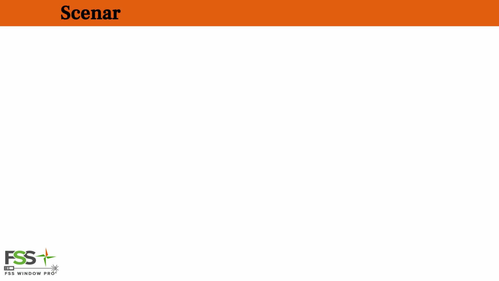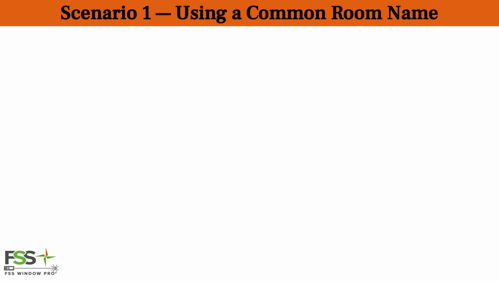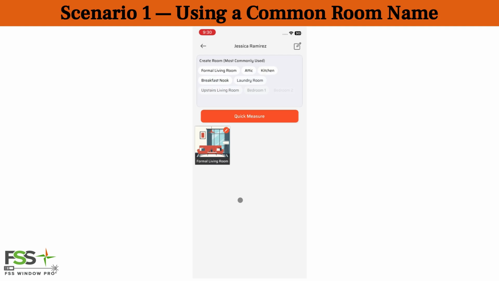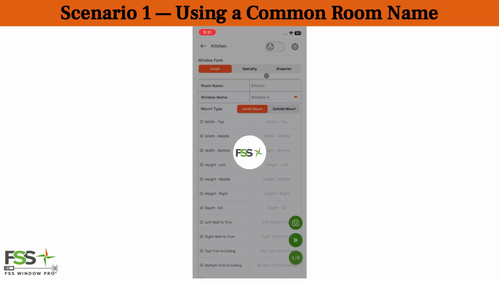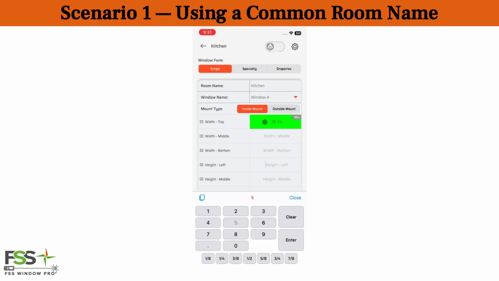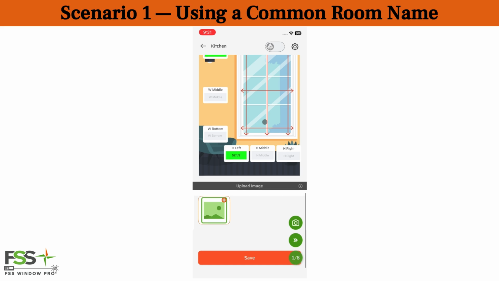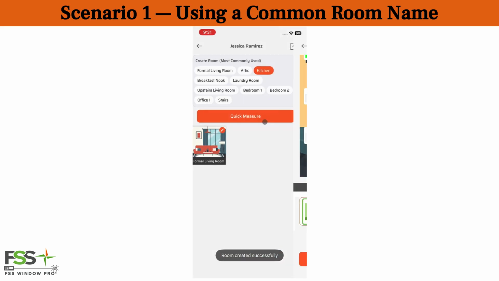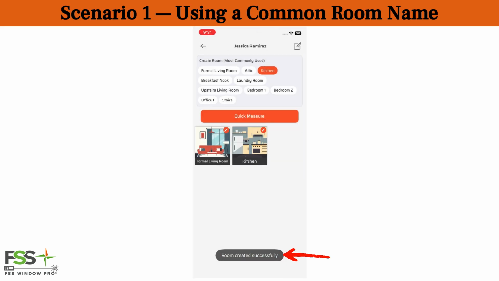Scenario 1. Using a common room name. For our first example, we'll select Kitchen. When we tap that, a window form opens automatically. The room name is already assigned as Kitchen, and the system starts with Window A. From here, we simply capture our measurements. Once we're finished, we press Save. You'll see a confirmation message that says Room created successfully, and now the kitchen appears in the client overview.